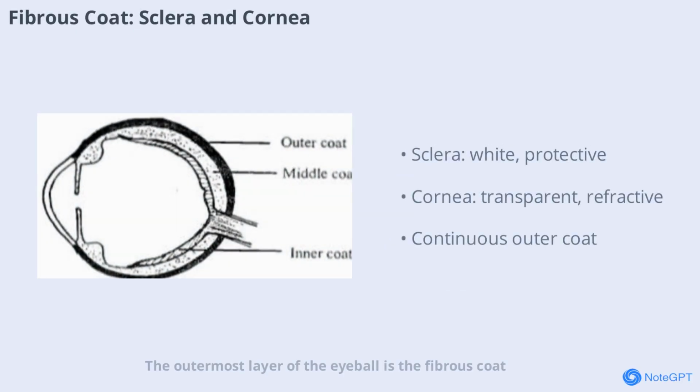The outermost layer of the eyeball is the fibrous coat, consisting of the sclera and cornea. The sclera is a tough, opaque white tissue that maintains the shape of the eye and provides protection. It forms about 5/6 of the outer coat. The cornea, making up the remaining 1/6, is transparent and allows light to enter the eye. Its smooth, curved surface is essential for focusing light. Both structures are continuous, with the cornea resembling the glass of a watch, perfectly clear and avascular for optimal vision.